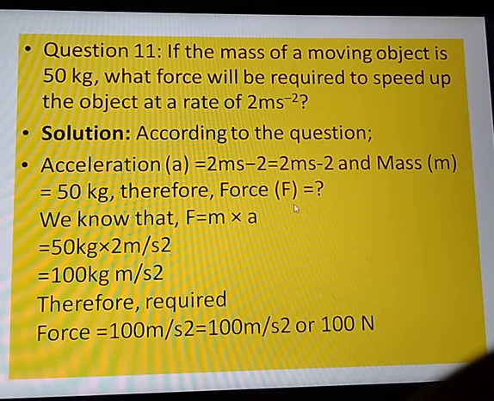at your home. Now in our next video, we will discuss numericals related to the law of conservation of linear momentum.